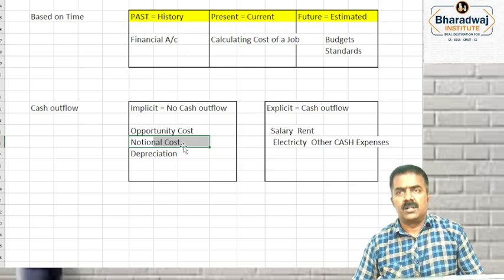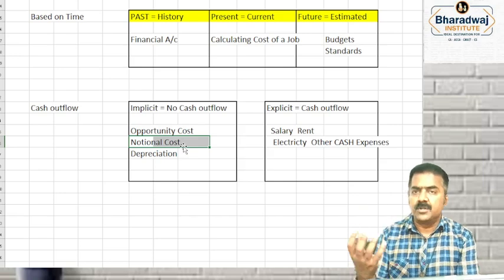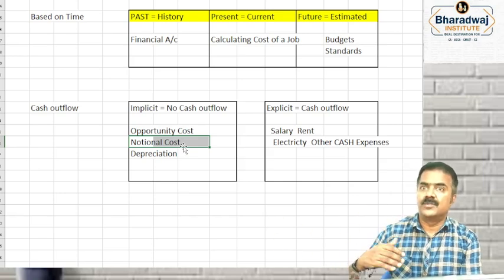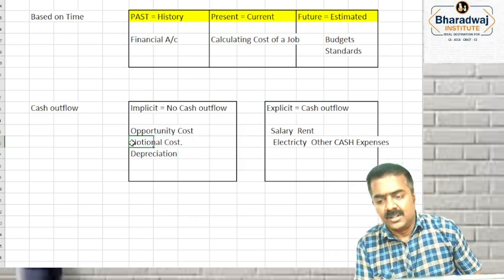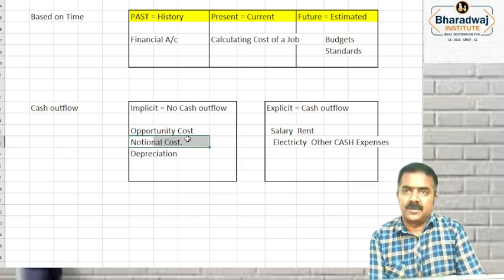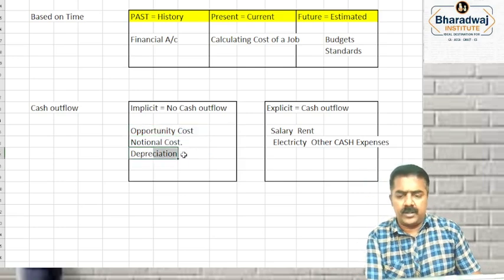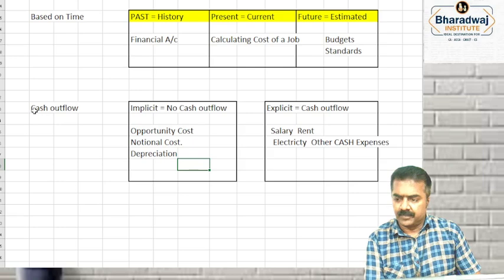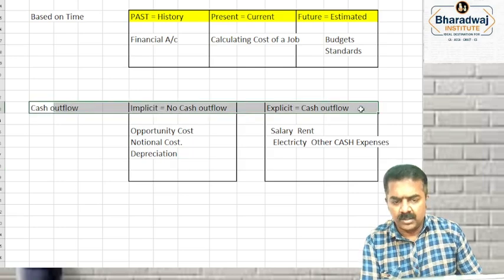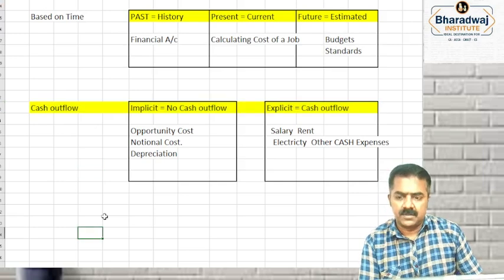The best example of notional cost is, for example, you are using your own building for business. Instead of using your own building, if you had rented, you would pay rent. What would have been the rental value? That you will assign, that is called notional cost, implicit cost. Opportunity cost is the cost of foregoing a profit, an opportunity for the next alternative. So based on cash outflow, there are two types of classification: explicit cost and implicit cost.